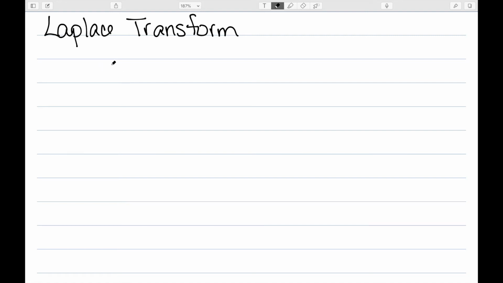In this video, I'm actually going to define the Laplace transform. So we denote it by a cursive L, and then our given function that we want to transform. And this is given by the integral from 0 to infinity, e to the minus st, f of t dt.